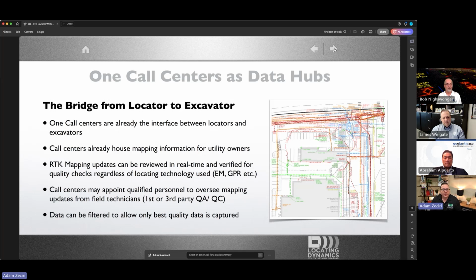In the future, maybe it's possible call centers may appoint qualified personnel to oversee this mapping endeavor. However, since it's interfacing a lot of times with the utility owners themselves, they have their own mapping department. They might have that piece of the conversation covered. And as I said before, it's important to understand that the data you're collecting can be filtered to only allow that best quality data is captured. So you don't really have to do any back checks if you don't want to.